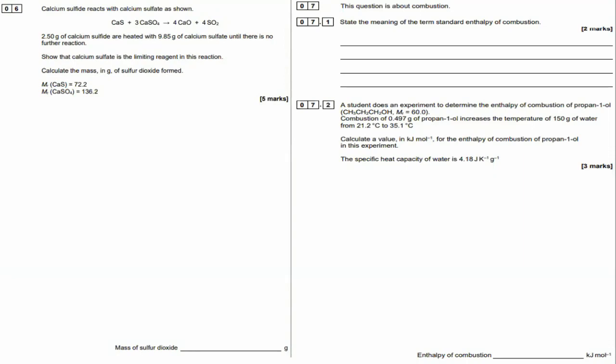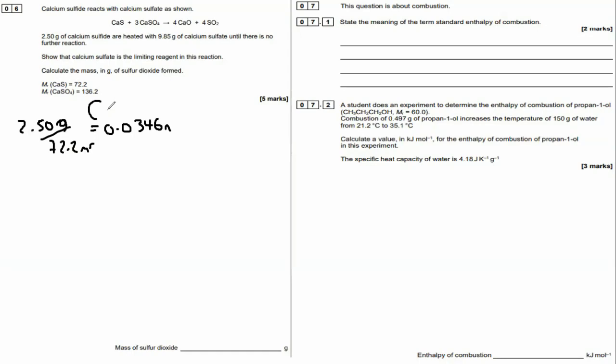So first thing we need to do is work out the moles of calcium sulfide that we have. And we know the calcium sulfate is limiting. So let's do 2.5 grams over 72.2 Mr. And we're going to get the moles of calcium sulfide. And that is 0.0346.